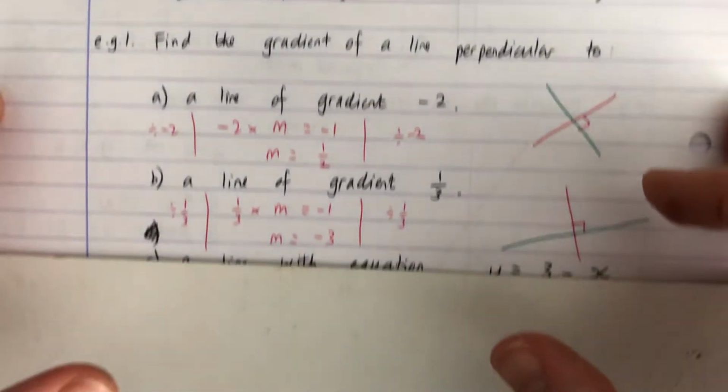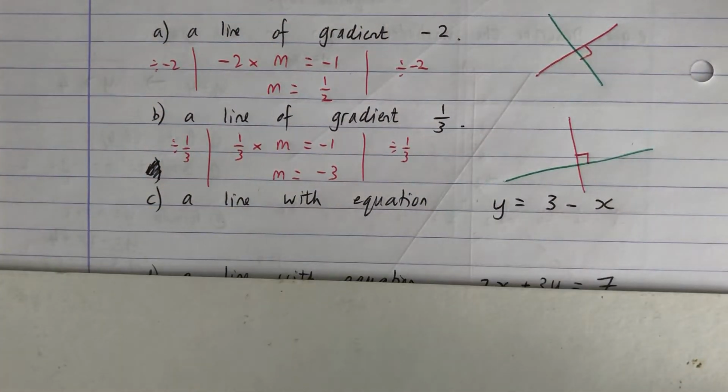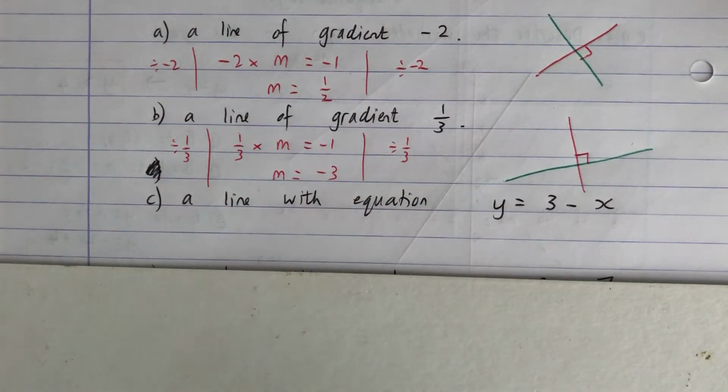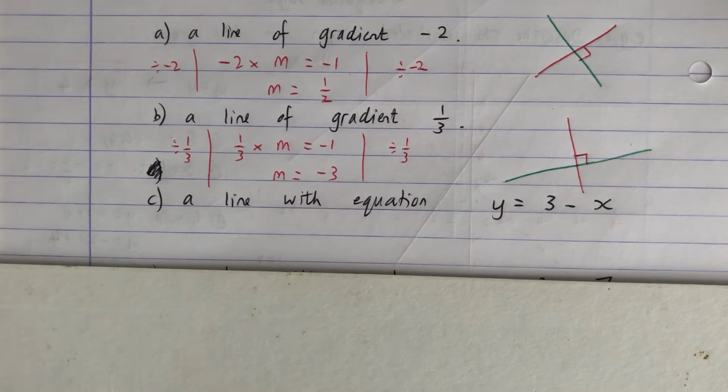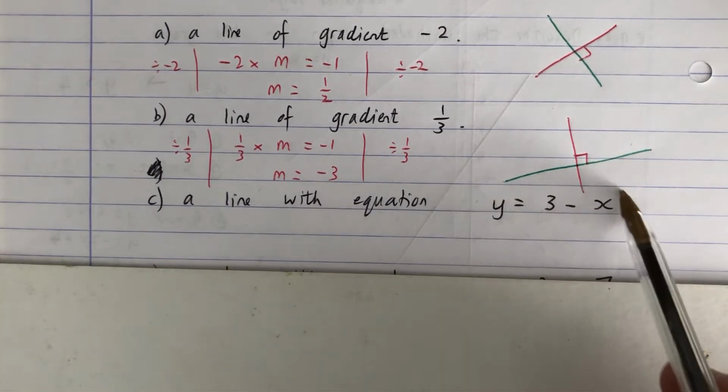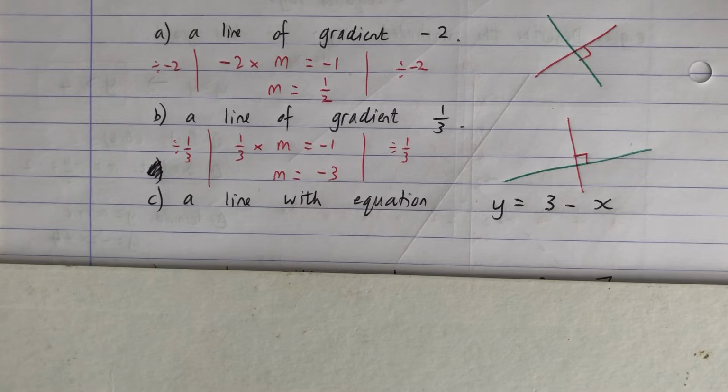Right, couple more. This time we want to be perpendicular to a line with equation y is equal to 3 minus x. So this one's a lot harder because I didn't give you the gradient directly. So what would be the gradient of this line?